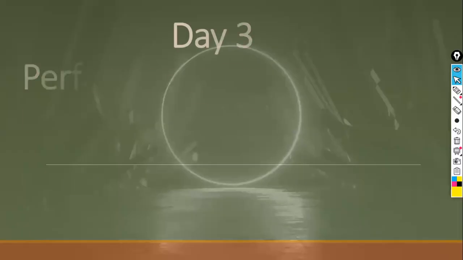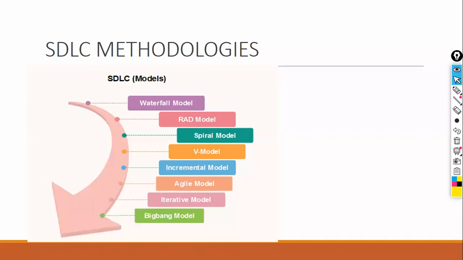So today our class is on SDLC methodologies. Yesterday someone requested it. In SDLC, as you all know, we have different types of methodologies: Waterfall model, RAD model, spiral model, V model, incremental model, iterative model, and the Big Bang model. These are the different methodologies available in the market.